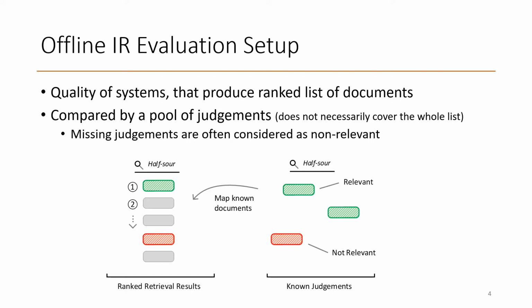And this pool of judgments does not necessarily cover the whole list, and if we have missing judgments, we have to consider them as non-relevant. So now, in the evaluation lecture, we looked at how to use judgments to produce metric scores, and in this lecture, we're going to look at what judgments are available and how to create those judgments.